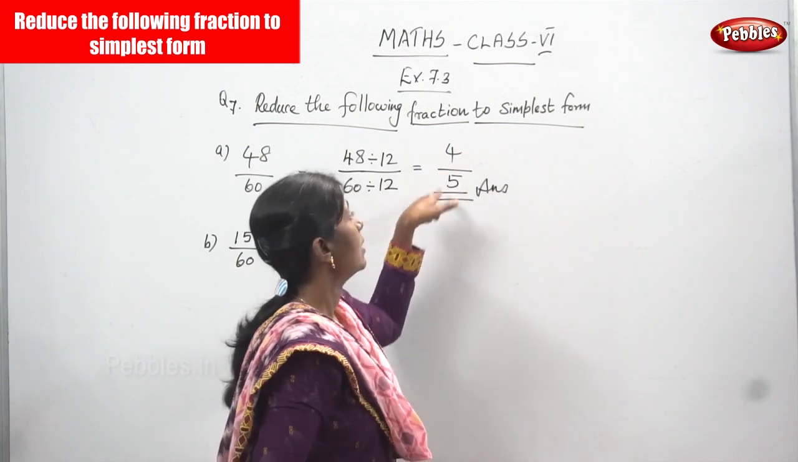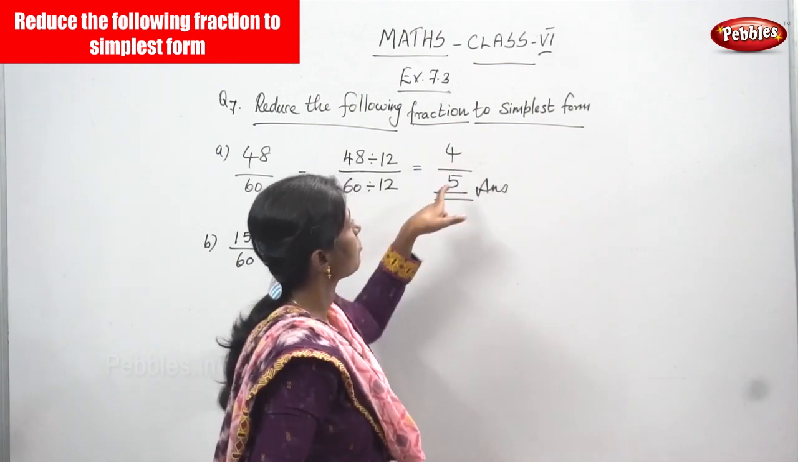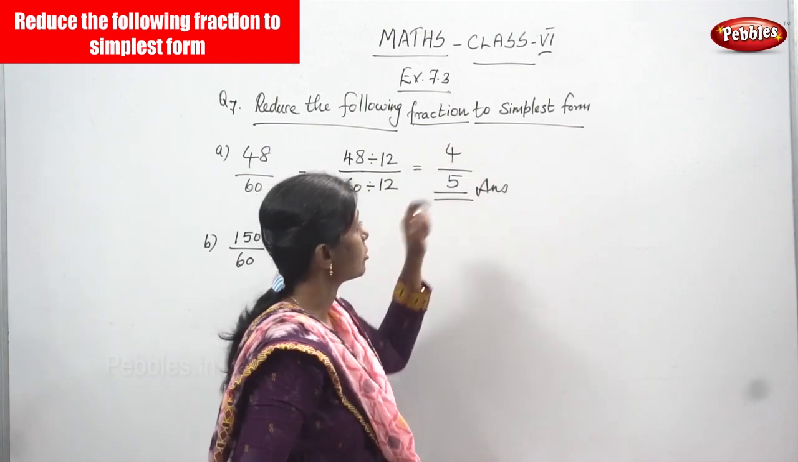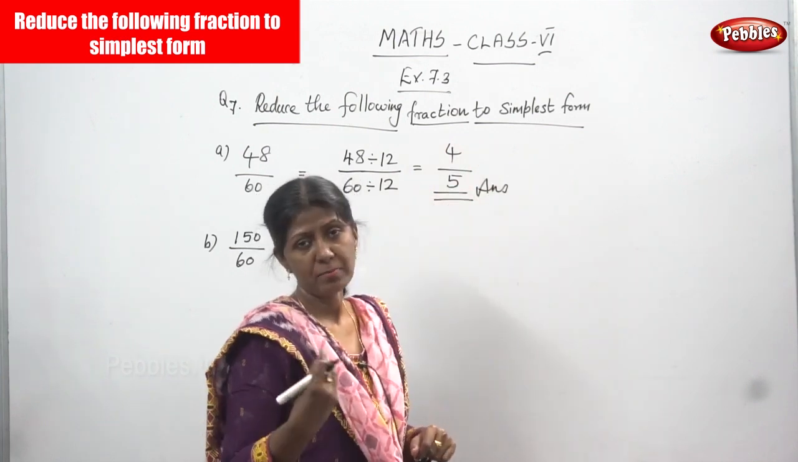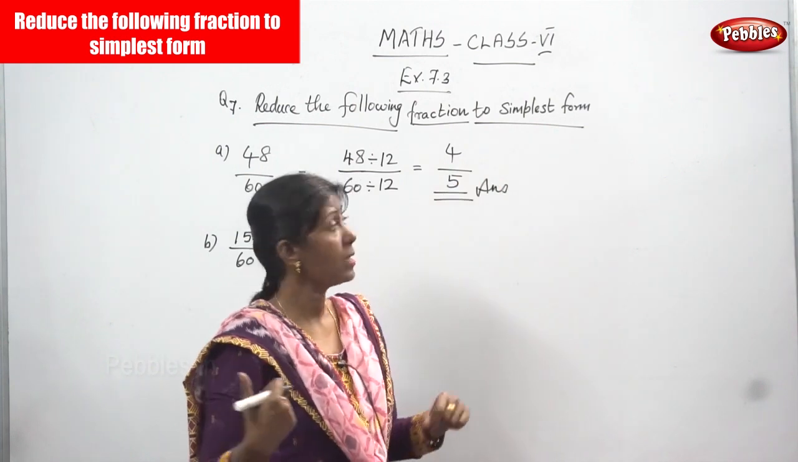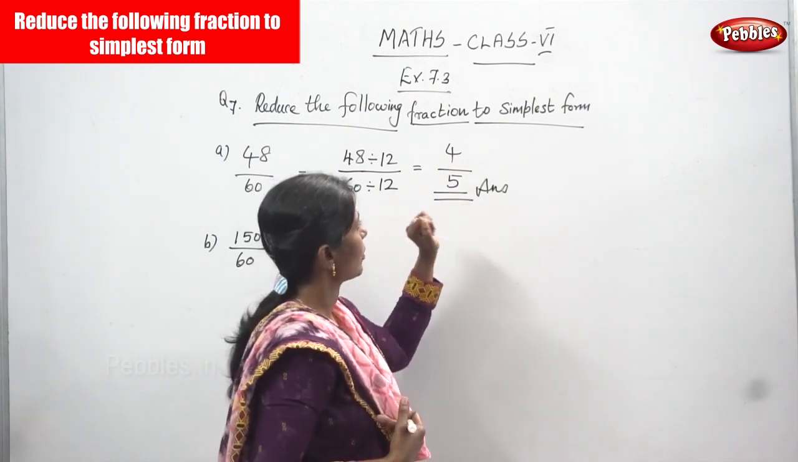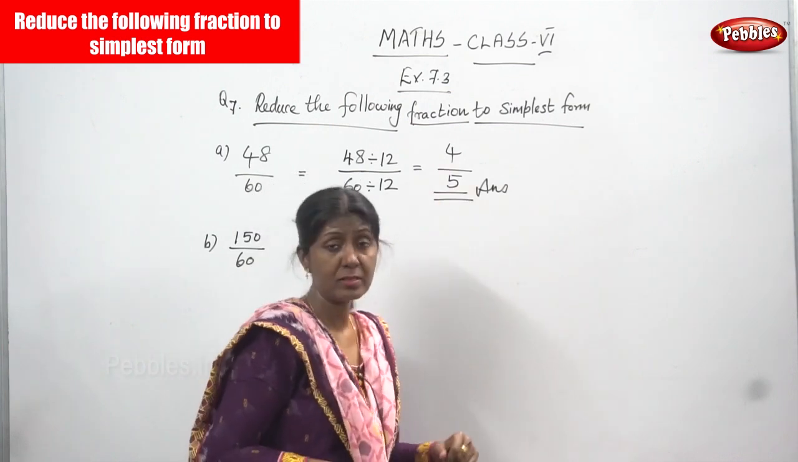Hereafter you can't make it into the simplest form, because 4 is an even number and 5 is an odd number. So you can't make it into the simplest form afterwards. So that is what you have to write. 4 by 5 is the right answer for this question.